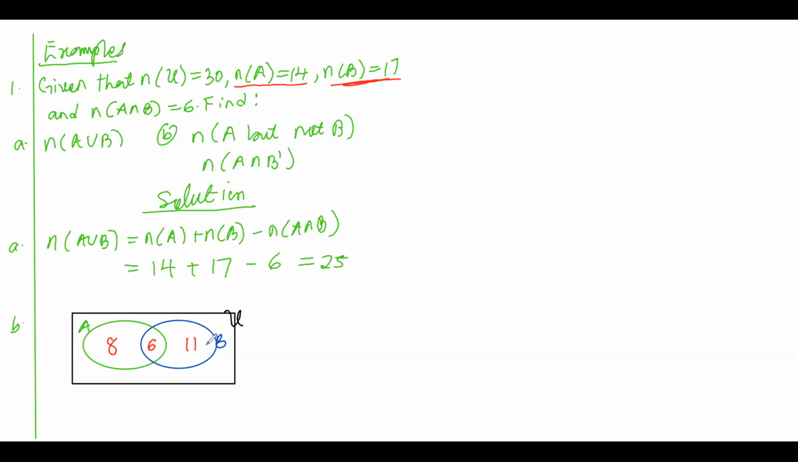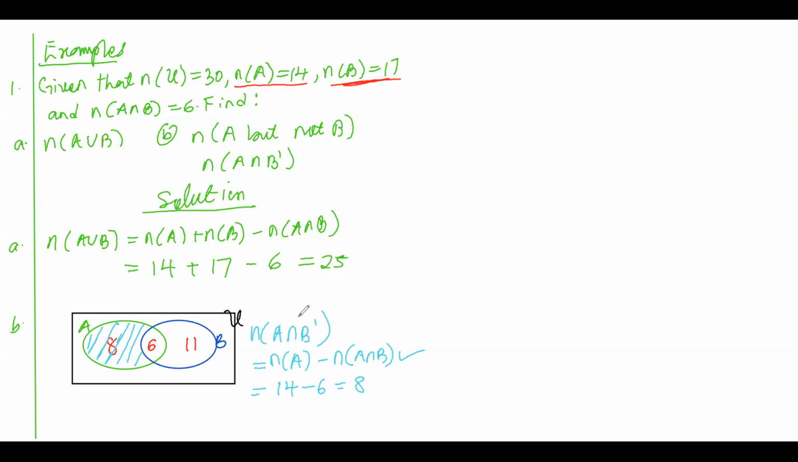So A but not B is this region. We all agree with that? Yes. A but not B doesn't touch this, so what is that? That's 8. So the cardinality of A intersection B prime is simply everything in A minus what? A intersection B. So that's just 14 minus 6, which is 8. You don't have to write this, I'm just trying to explain the connection.